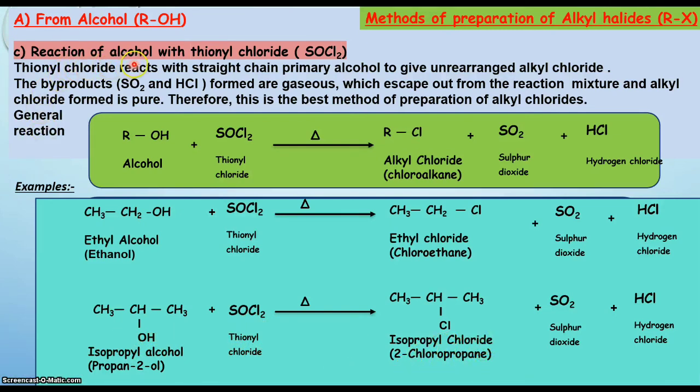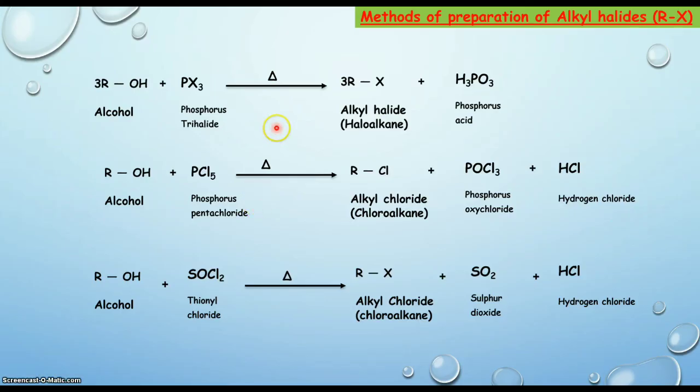This reaction of alcohol with thionyl chloride is known as Darzens process or Darzens reaction. During this reaction, we can also use a mild base, that is pyridine. But if we are using the mild base pyridine, then the reaction mechanism will be different. So students, in today's lecture we have discussed preparation of alkyl halide from alcohol by using these three reagents, that is phosphorus trihalide, phosphorus pentachloride and thionyl chloride.